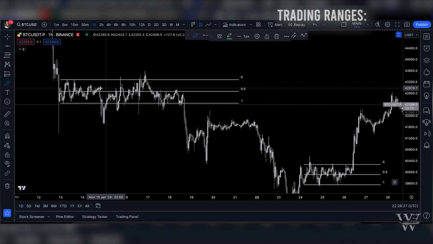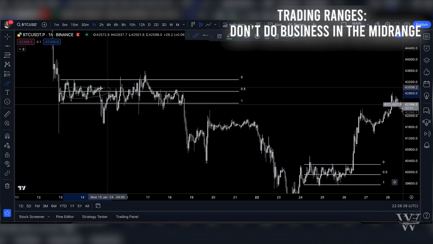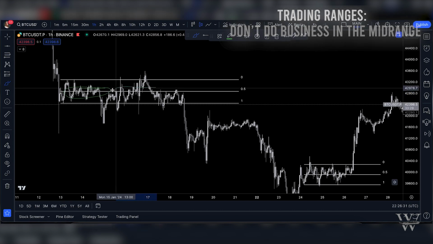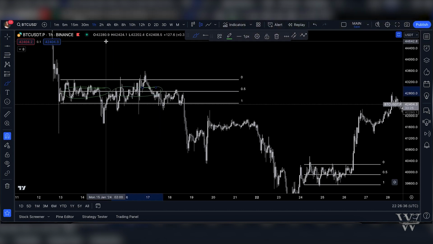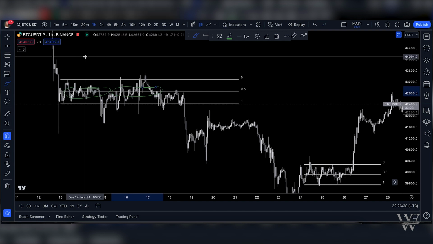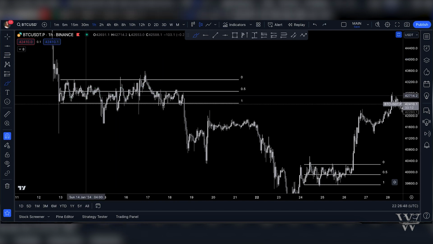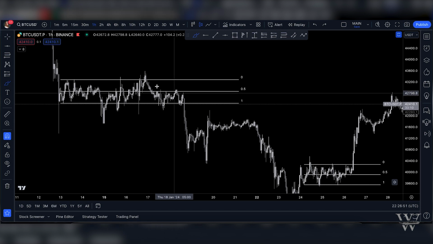One of the first rules is that you never want to do business at the mid-range. This is where, after a big move, most traders will end up giving back most of their money made in these big impulsive moves and these kind of trends. So the number one rule is you don't want to trade in the mid-range of these ranges that are formed.